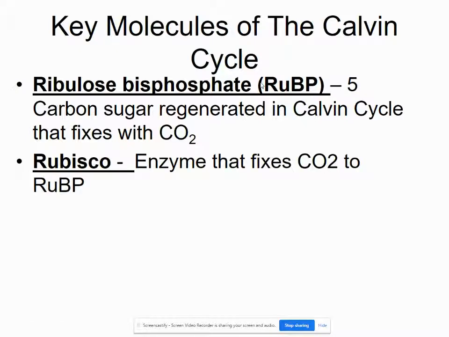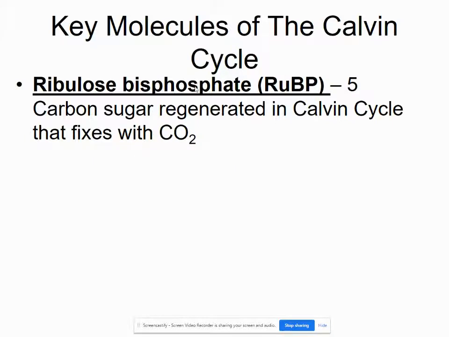Rubisco is the most abundant enzyme on Earth, so I need you to know that one. It's going to be the enzyme that actually takes the carbon dioxide and attaches it to the ribulose biphosphate and gives us a 6-carbon sugar that you would think would just be sugar, because that would make a lot of sense, but it's totally not. And it goes through a cycle and then gets split apart again. But Rubisco, very, very important enzyme to know, and it fixes carbon dioxide to RUBP.